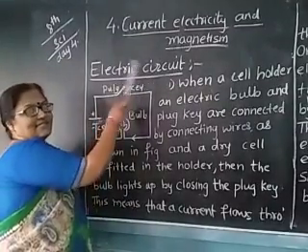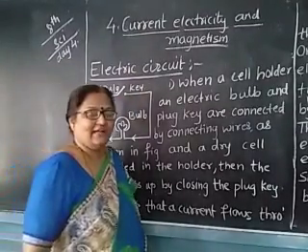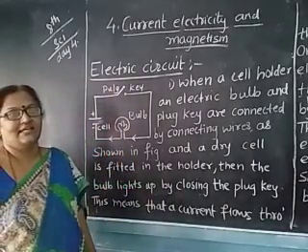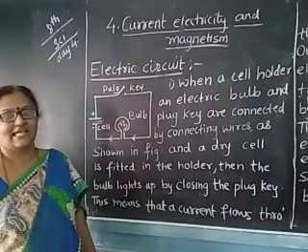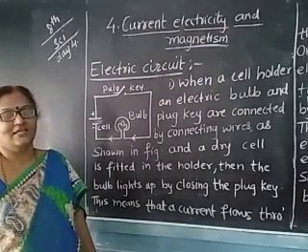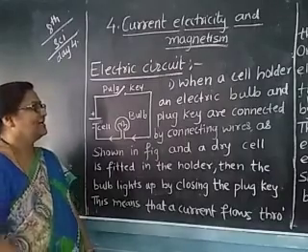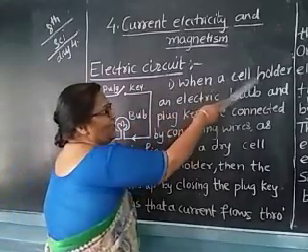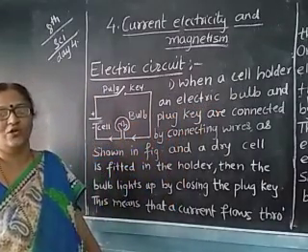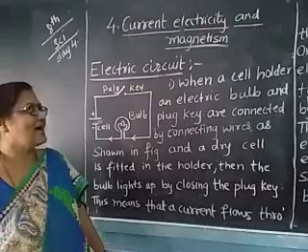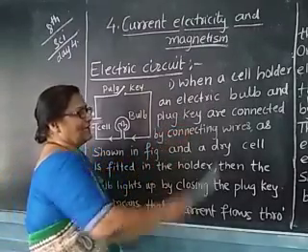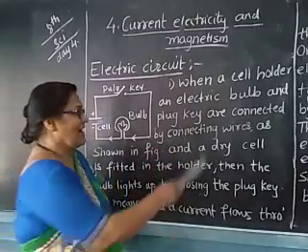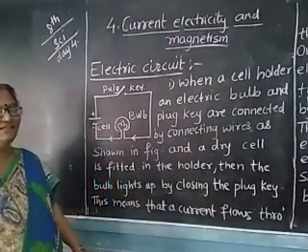The next point is the electrical circuit. In the last lectures I have told you about the circuit. A circuit contains connecting wires, the cell, the plug key, or the bulb that we have seen. Now this is nothing but an electric circuit. A cell holder is a holder in which the cells are held. An electric bulb and plug key are connected by connecting wires.